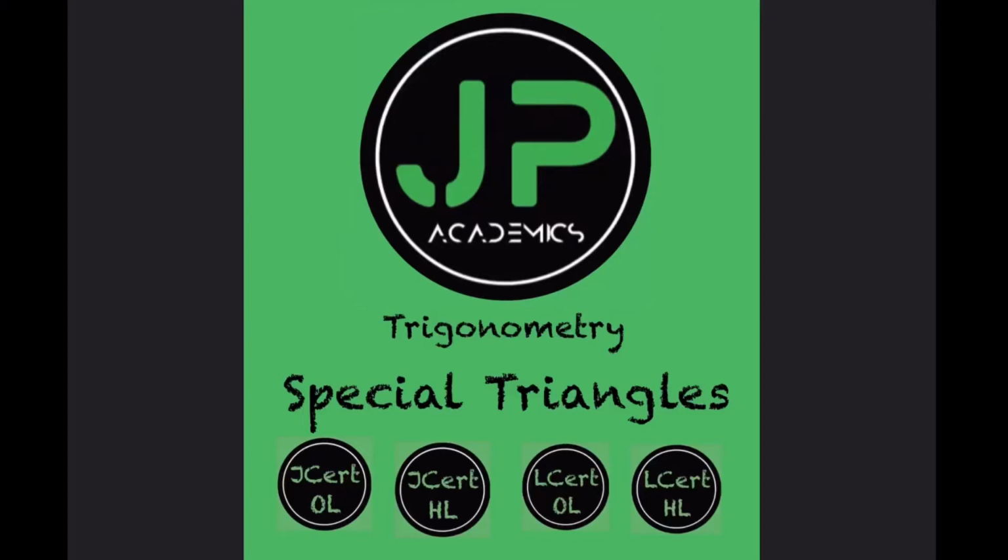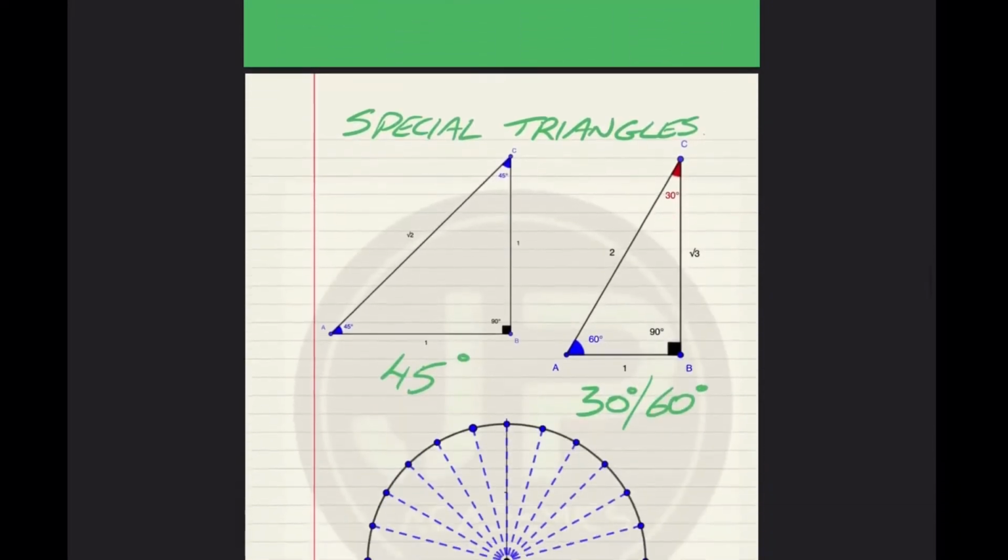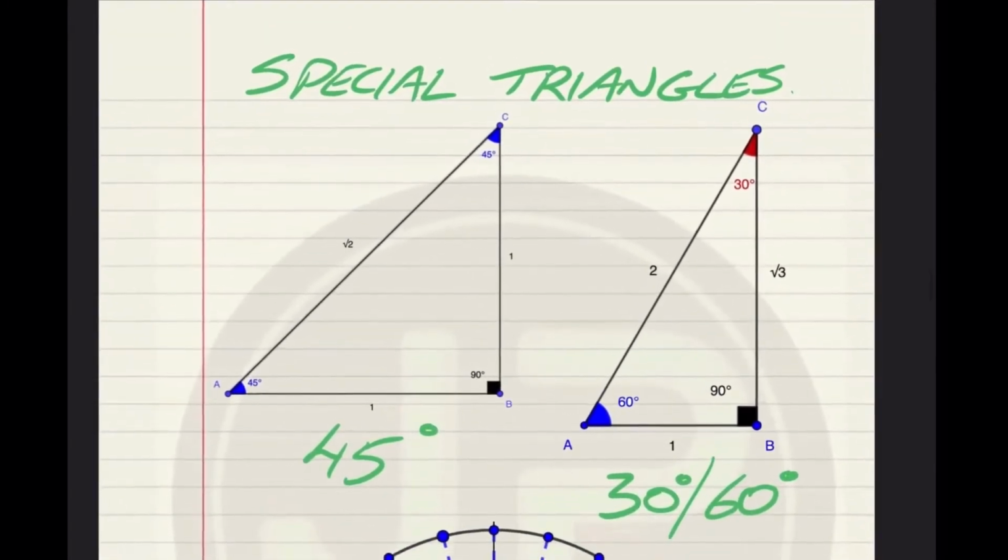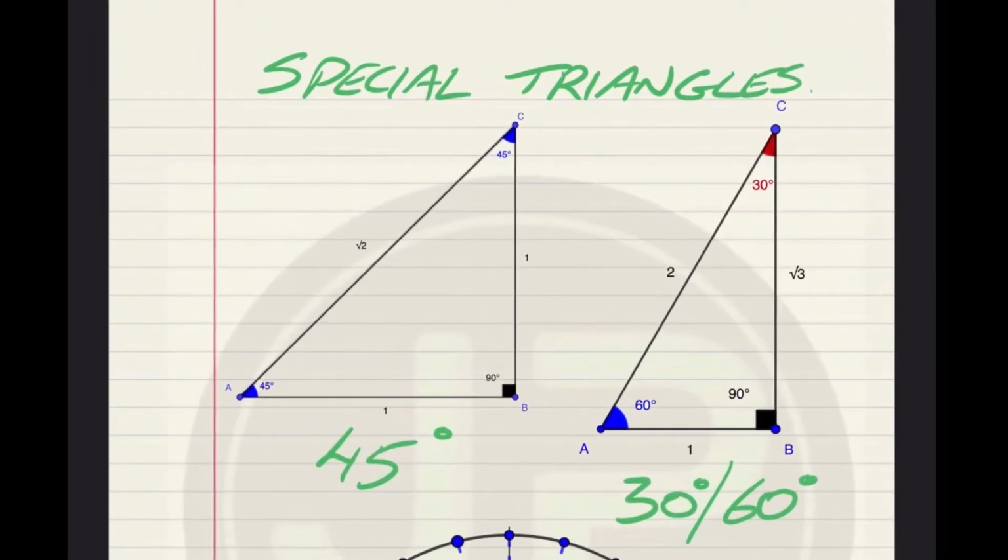Okay, so in this video I'm just going to give you a quick rundown on what the special triangles are in maths. I've mentioned them in a couple of videos before, and now I'm just going to give a quick example of what they are. So these are the special triangles that I mentioned in my previous videos. As you can see, we have a 45-degree triangle and a 30-60-degree triangle. Obviously 45 degrees because we have 45 and 45, and 30-60 because it's a 30-60 triangle.